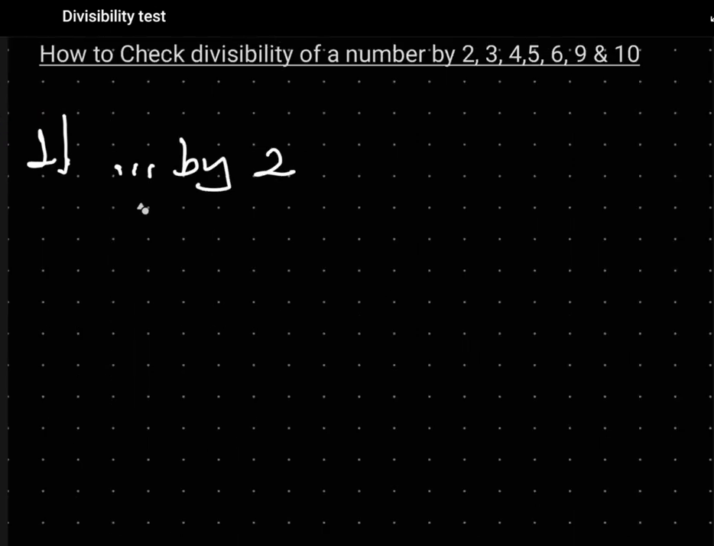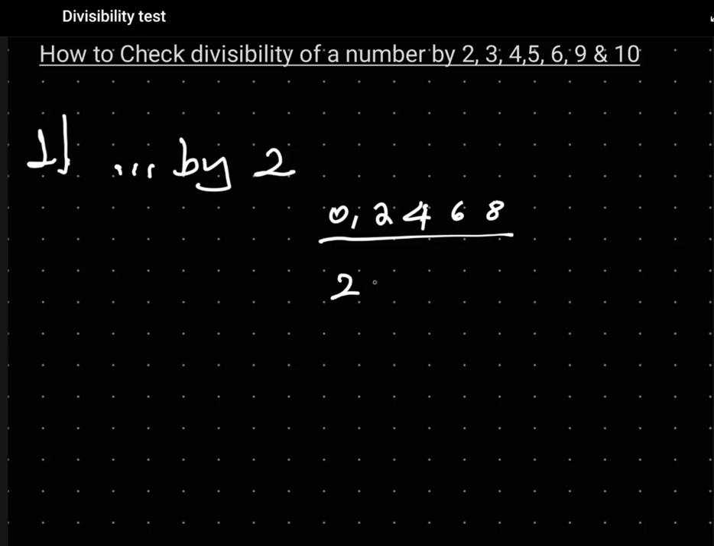Number 1, divisibility test by 2. A number is divisible by 2 if the ones place of the number is 0, 2, 4, 6 or 8. If the ones place of a number is 0, 2, 4, 6 or 8, then the number is divisible by 2.